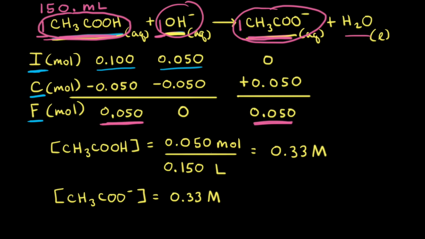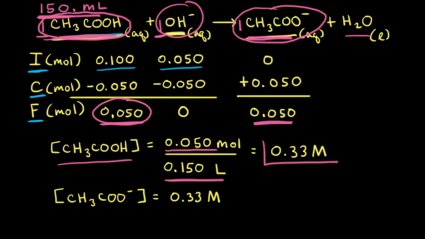Remember that our goal was to calculate the pH of this buffer solution. So first we need to calculate the concentration of acetic acid and of the acetate anion. To find the concentration of acetic acid, we take the moles of acetic acid, which is equal to 0.050, and we divide by the total volume of solution. We already calculated when we mixed the two solutions together, the total volume was 150 milliliters, which is equal to 0.150 liters. So 0.050 moles divided by 0.150 liters gives the concentration of acetic acid of 0.33 molar.